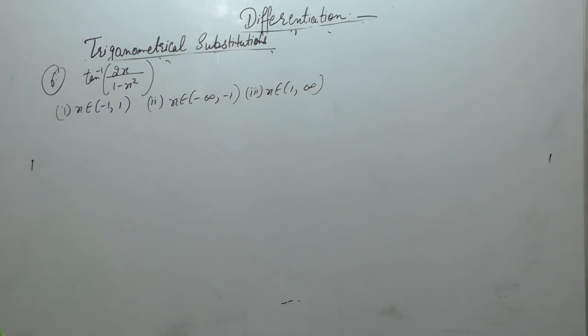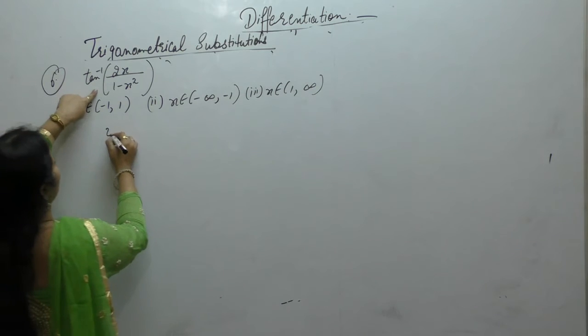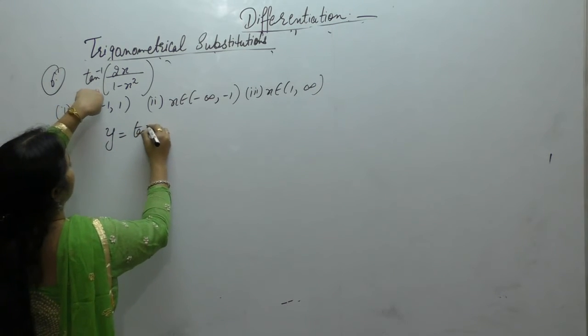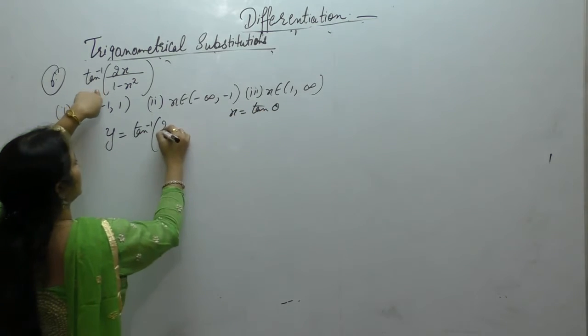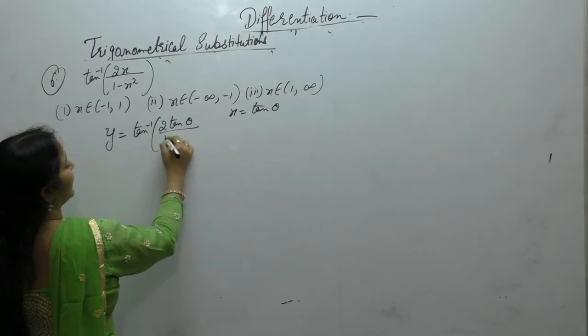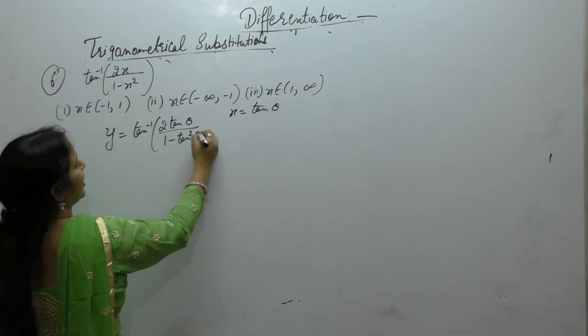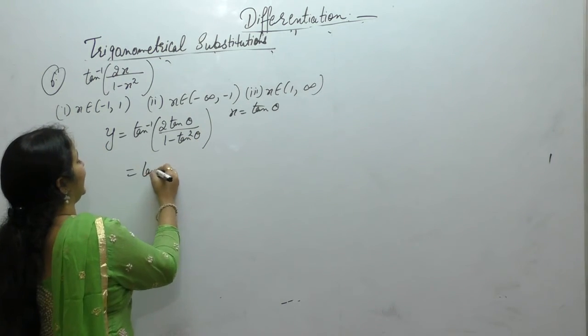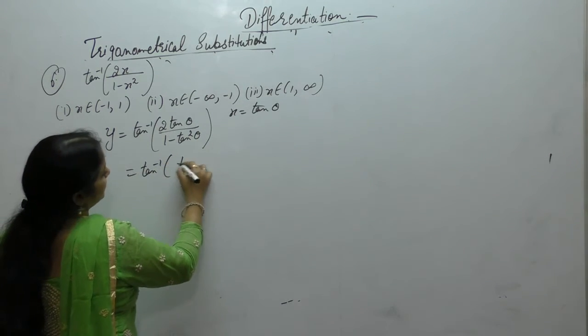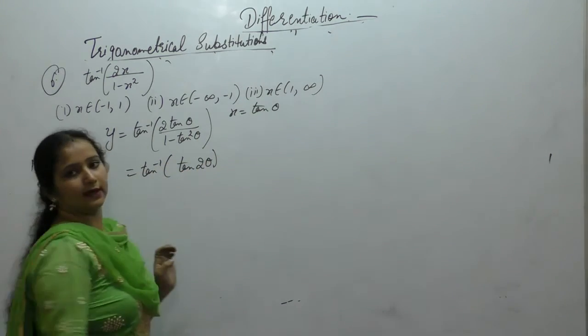Put x is equals to tan theta here. Let this function be y. Put x is equals to tan theta. So 2 tan theta upon 1 minus tan square theta. This is the value of tan 2 theta. So tan inverse tan 2 theta.